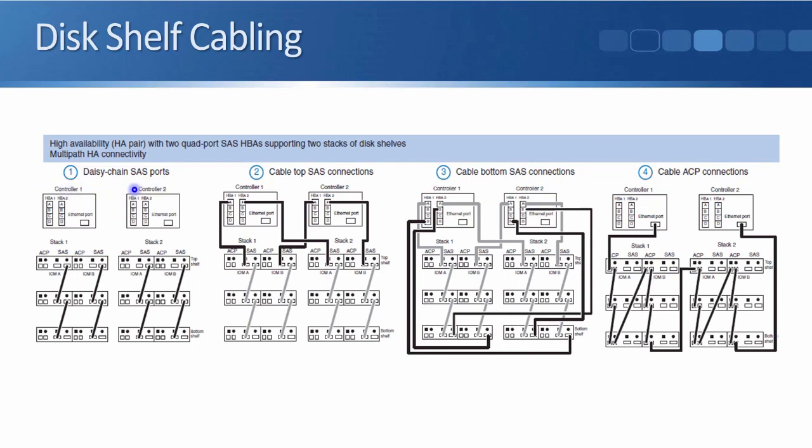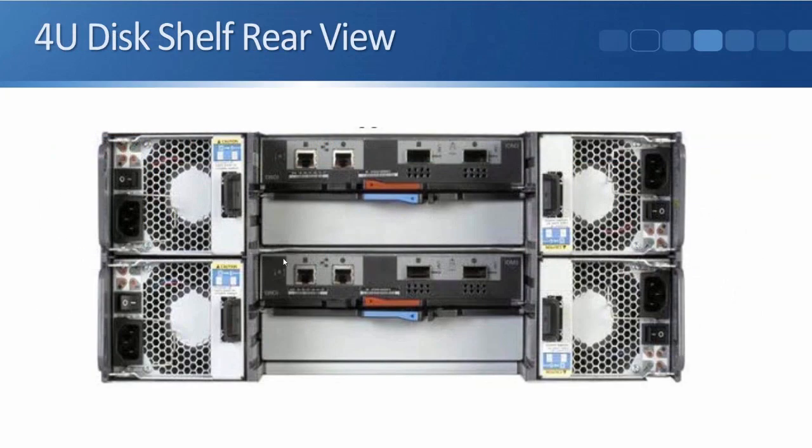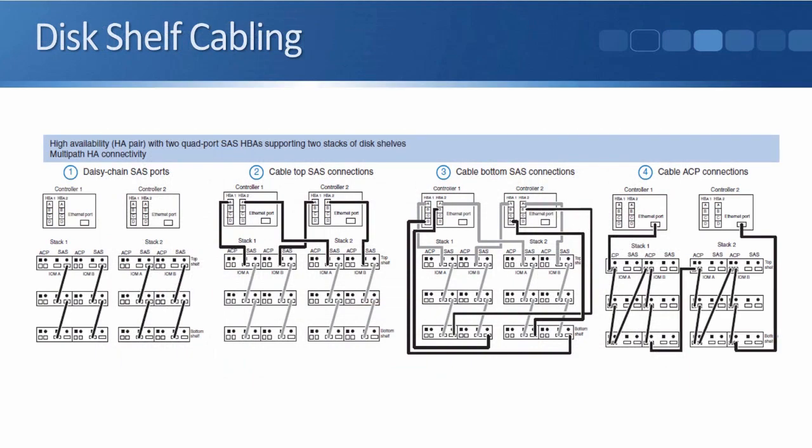So section one here. If we look back at the shelves, notice that for both the ACP connections and the SAS connections, they're labeled with a square and a circle. That's important for when we do the cabling. So the first part of the cabling we do is daisy chaining down our SAS ports. On the top shelf in the stack, on I/O module A, we connect the circle SAS port to the square port below. And then we daisy chain down like that, going circle to square, all the way down through the stack. So we do that on I/O module A, and we do the same thing on I/O module B as well. And we also do that for stack two.